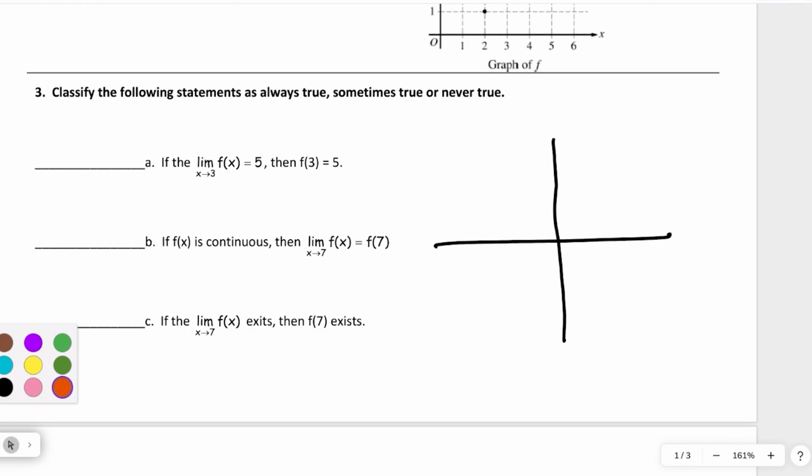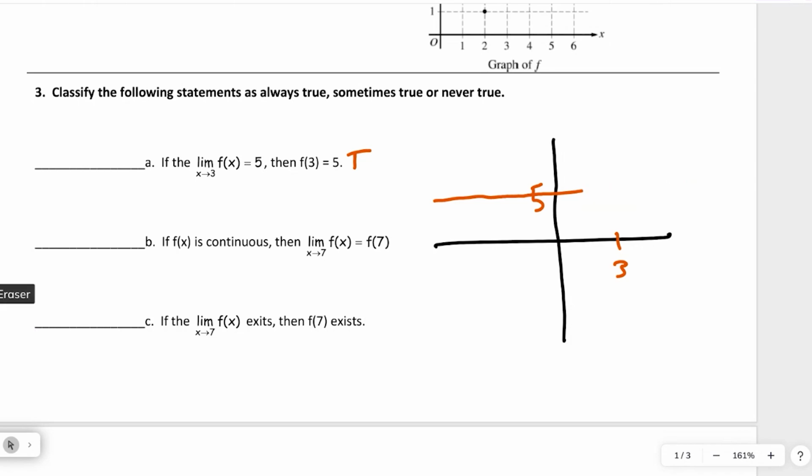It says the limit as x approaches 3 is 5. Okay, so I'll just do a horizontal line, like a little constant here at 5. So here's 3, here's 5. Well, if it's just like a horizontal line like this, then this would be true, right? That would be true, that the value of the function is equal to the value of the limit.